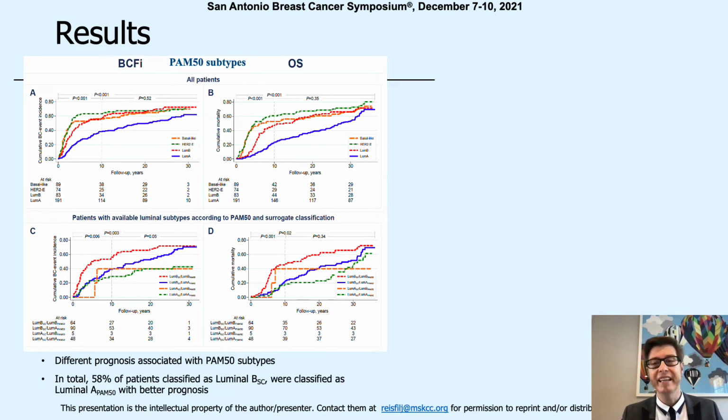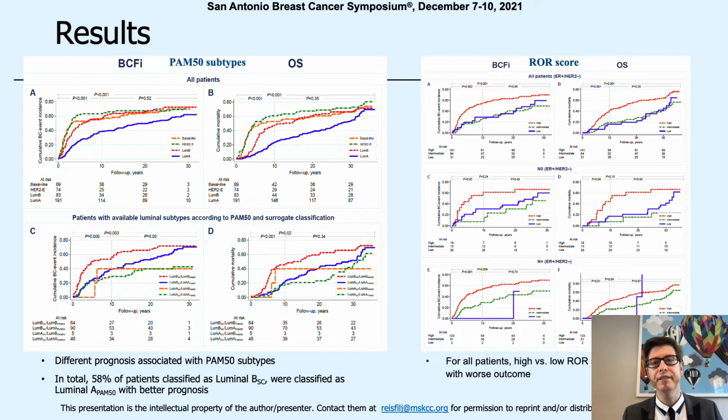But importantly, the cases that were classified as luminal B by the immunohistochemical St. Gallen classifier, but luminal A by PUM50, in blue, had a curve similar to those patients who had luminal A tumors. The other important point is that for the ROR, the PUM50 ROR, we observe exactly what we would expect, that high versus low had a different impact on breast cancer-free interval and overall survival.